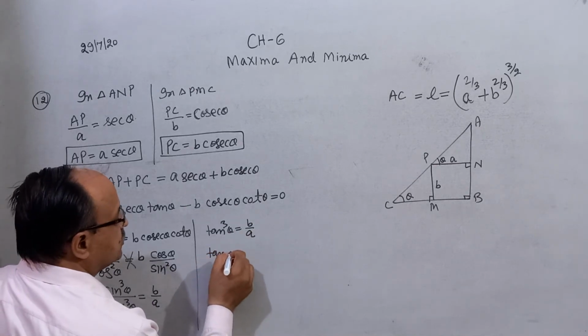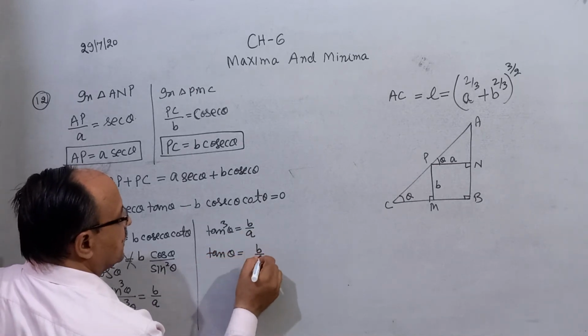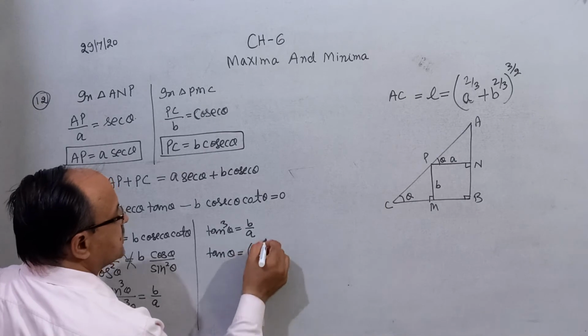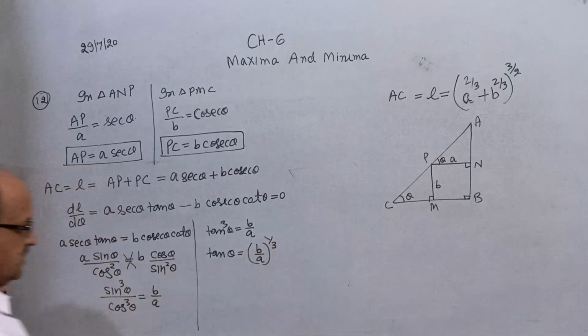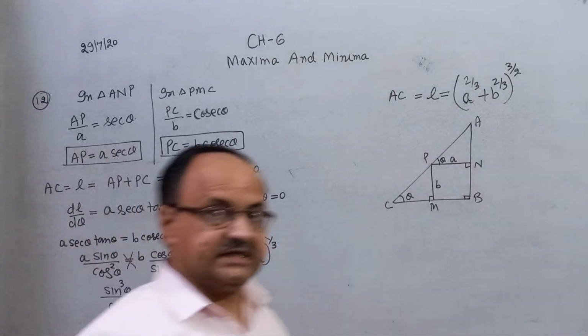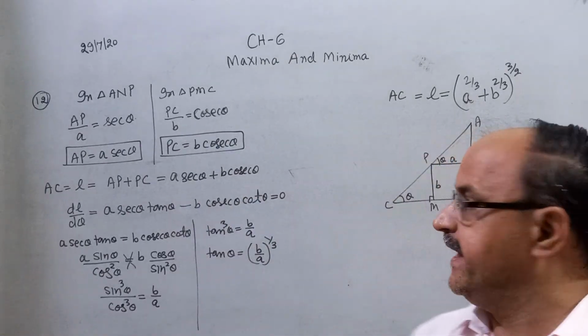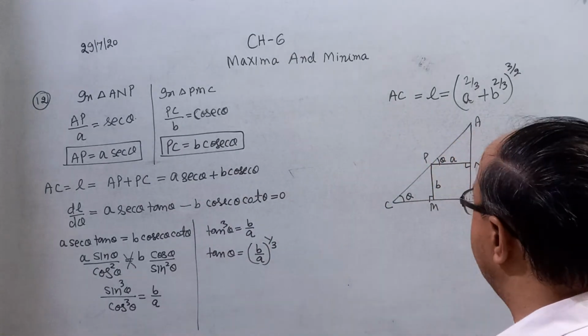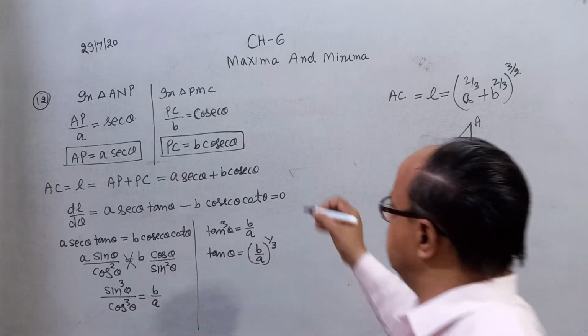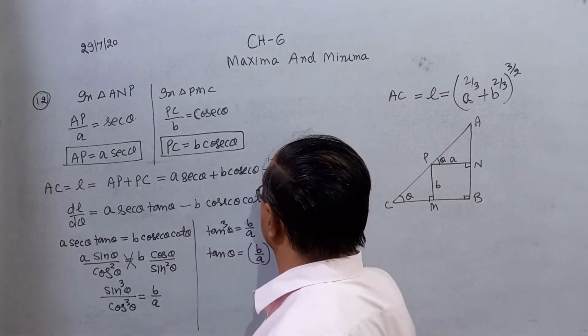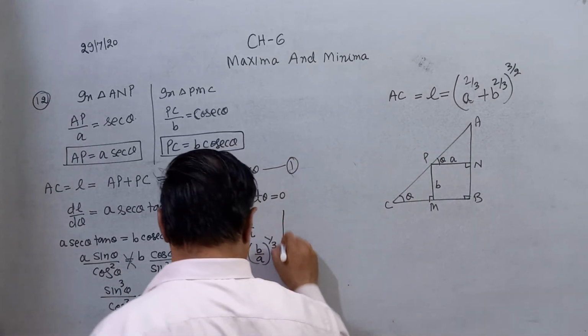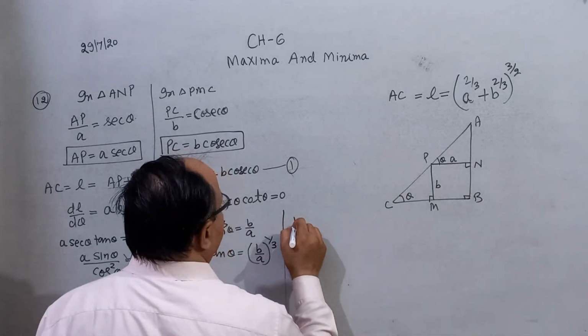Therefore, taking cube root on both sides, you can write it like this. This is the value of tan theta. Clear? And put this value in equation number 1.